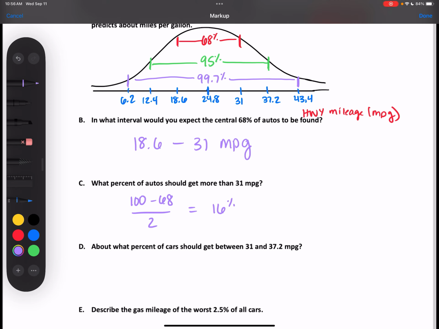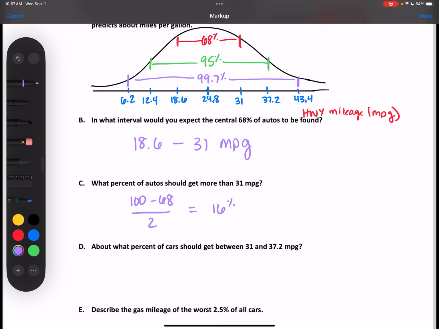Now the next question, it's similar, but it is a little bit different in how it's worded. What percent of cars should get between 31 and 37.2 miles per gallon? So what do you notice about those values when you look at it? The between 68 and 95%. Yep. So what do you think I might need to do? Subtract 68 from 95. So if I do that, that means I'm left with these two values here, where my index fingers are. But I only want this side. So what do I need to do? Divide by 2.